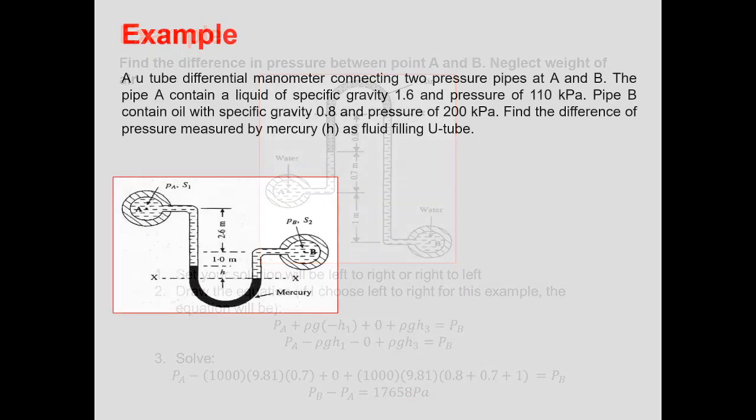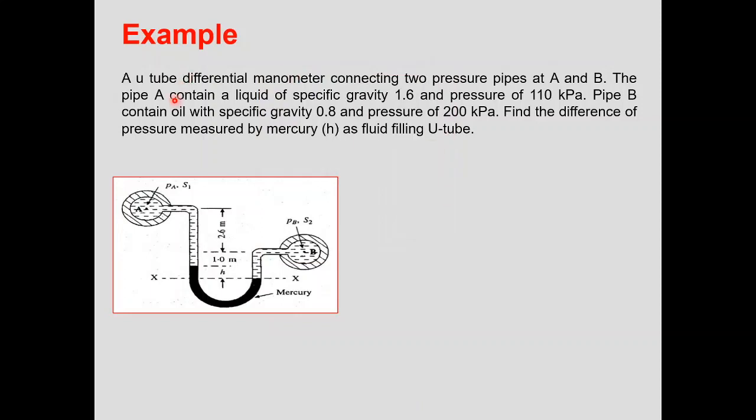Okay, we go to the last example for today. A U-tube differential manometer connecting two pressure pipes at A and B. The pipe A contains a liquid of specific gravity 1.6 and pressure of 110 kilopascal. The pipe B contains oil with specific gravity of 0.8 and the pressure of 200 kilopascal. Find the difference of pressure measured by mercury. What you need to find out is the h of the fluid filling the U-tube.